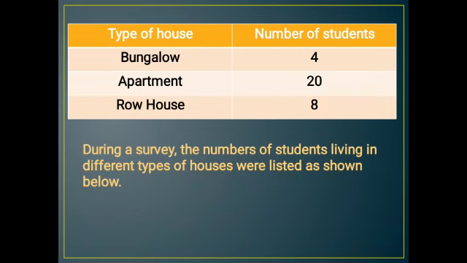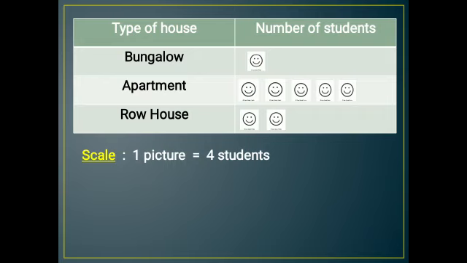Next, one more example. During a survey, the numbers of students living in different types of houses were listed as shown below. That is type of house: bungalow, apartment, row house. So number of students: bungalow 4, apartment 20, and row house 8. So now we have to make it on the basis of a pictograph. Understood? Same as how we have done the cricket data. Same way cricket balls were used, now we'll use students through smileys. See here, this is the smiley.